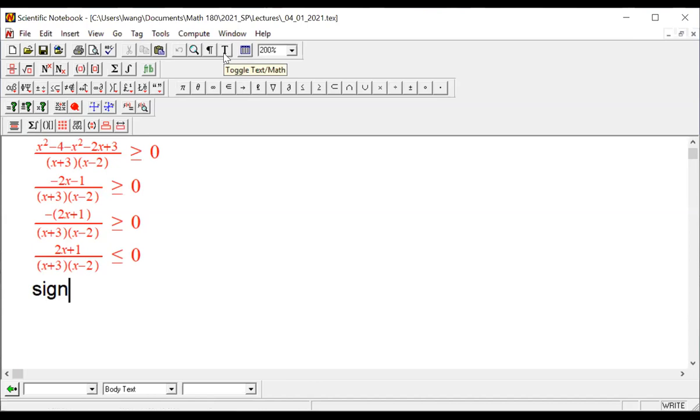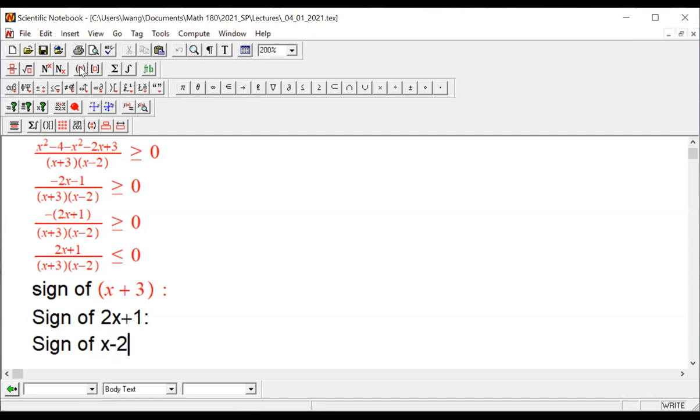I think we can finish this, okay? Sine of x plus 3, right? And sine of what? 2x plus 1, right? Sine of x minus 2. You just work the, are you guys working with me?